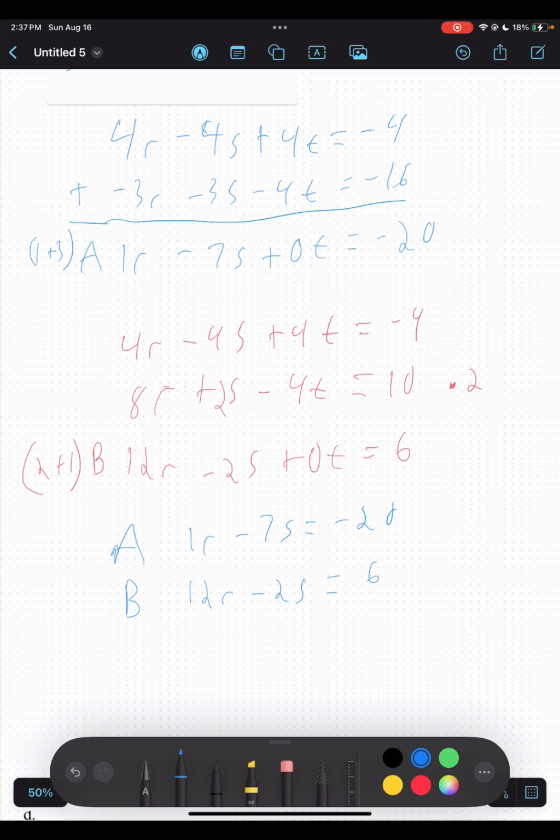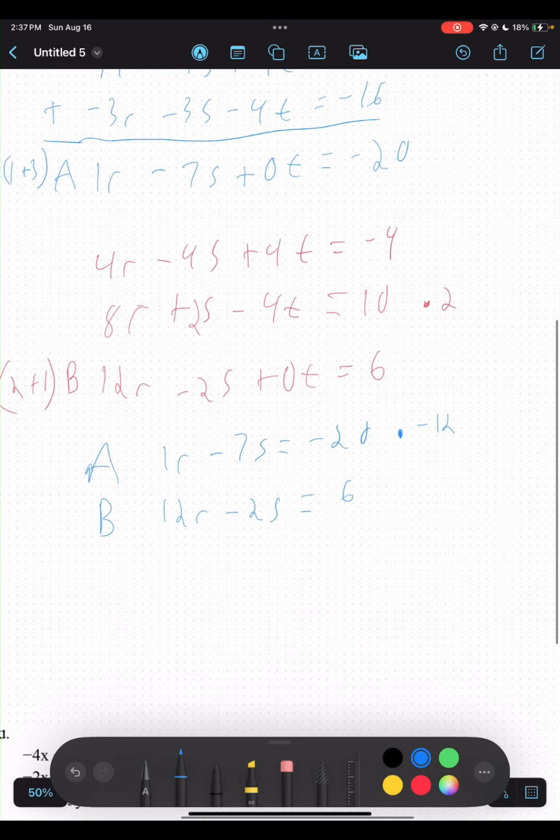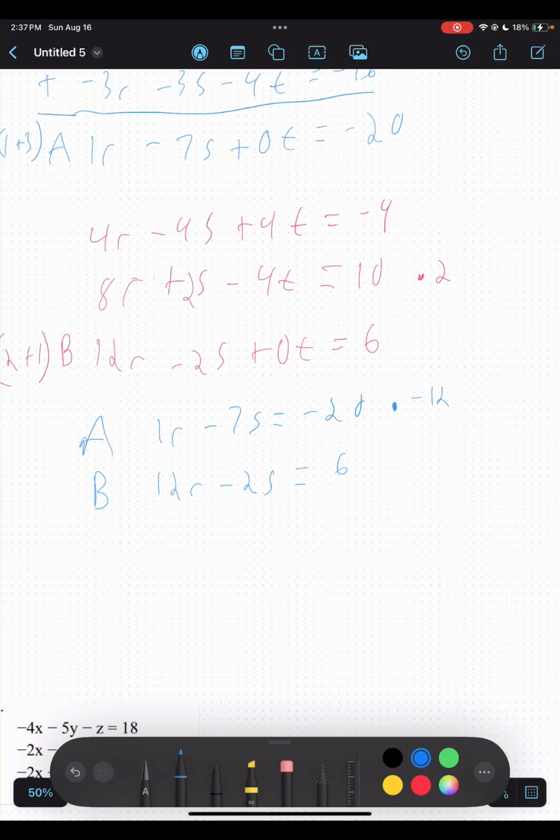And now we're going to eliminate one of these variables the same way we just did. You have options for this. I'm just going to go ahead and multiply the top by negative 12. That way I can get all my R's and S's together. So when I do this, I get negative 12R plus 84S, negative 12 times 7 is 84, equals negative 20 times negative 12, which is going to be positive 240.